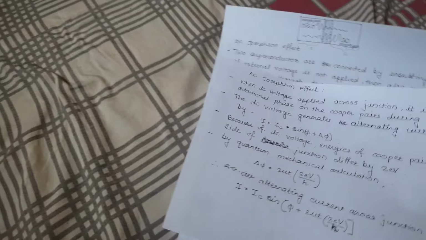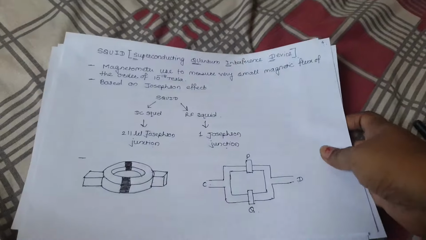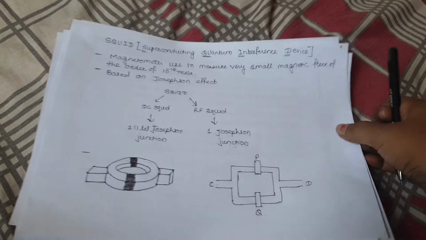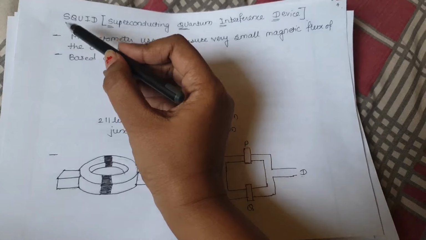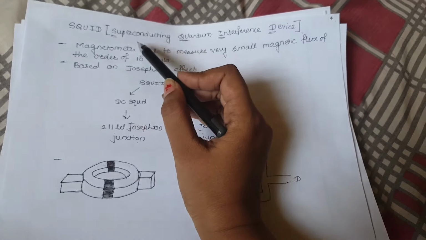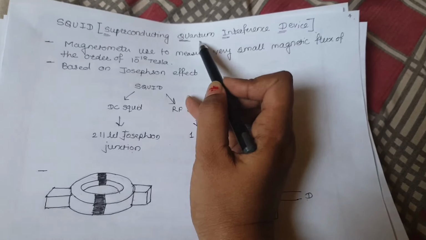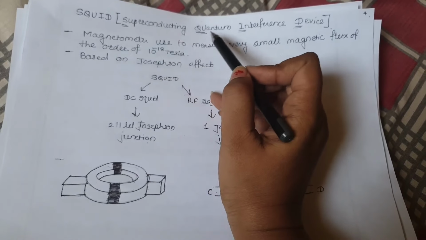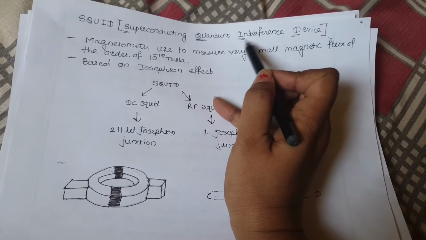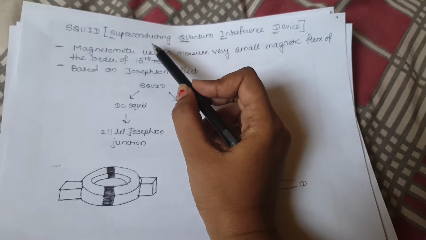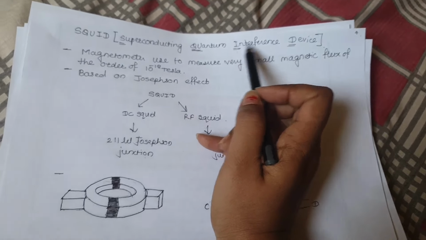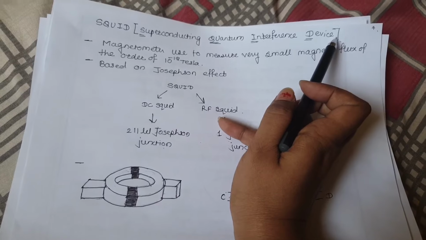So SQUID, which is based on the Josephson effect. What is SQUID? SQUID basically stands for S from superconducting, QU from quantum, I from interference, and D from device. Superconducting Quantum Interference Device, that is SQUID.